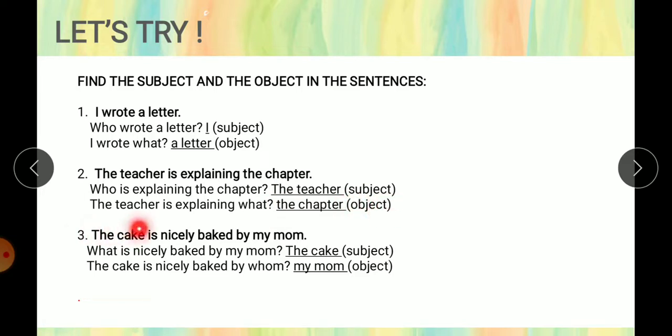The cake is nicely baked by my mom. What is the verb? Baked. So now question what before baked. What is nicely baked by my mom? The cake. The cake is the subject. And the cake is nicely baked by whom? Question whom after baked. The answer is my mom, and that's an object.